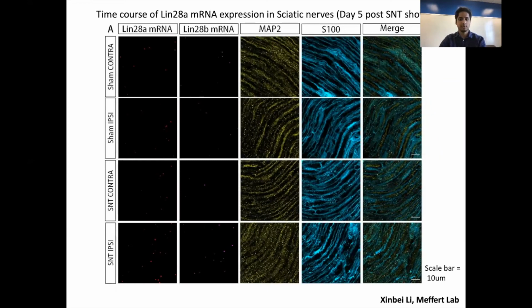Shin-Bei also performed RNAscope for Lin28 mRNA expression in a time course post-SNT surgery in sciatic nerve tissue. MAP2 identifies neuronal processes, and S100 stains for surrounding Schwann cells. All the images shown here are orthogonal projections of 3D Z-stack images.